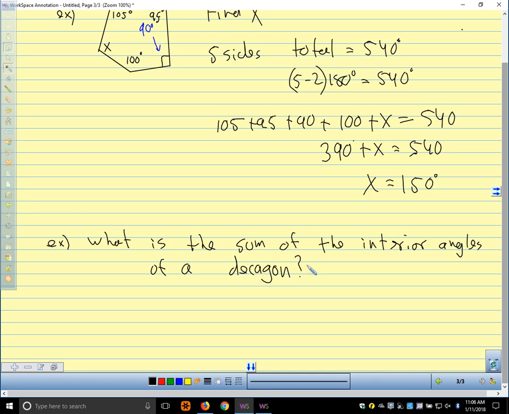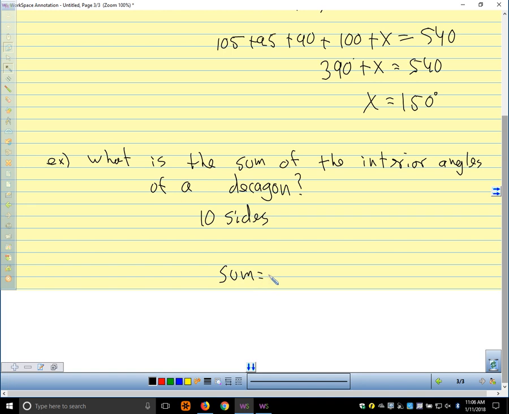So first off, sum. What is that telling us? Is that one of them or all of them? All of them. Sum means all. What's a decagon? 10 sides. Decagon is 10 sides. So our sum, we know from our formula, 10 minus 2 times 180. So we get 8 times 180, and 8 times 180 is 1,440 degrees.